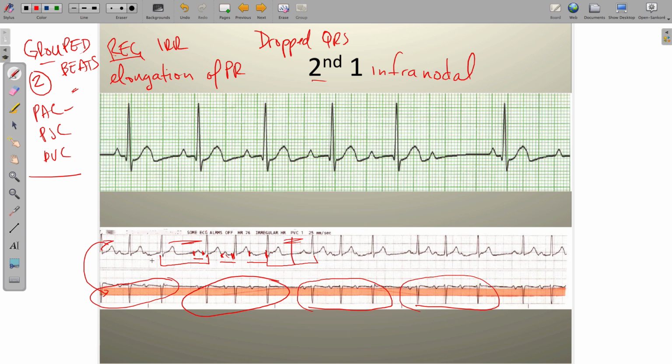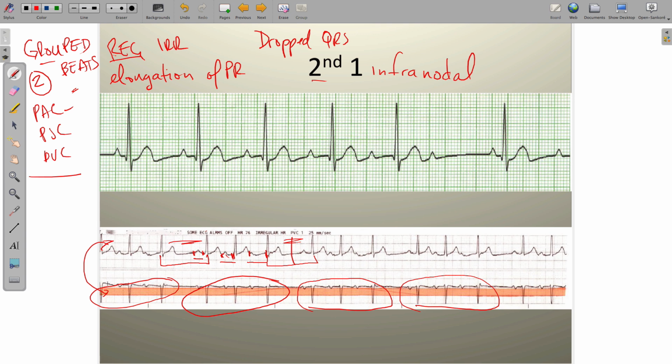So we have a regularly irregular rhythm such that we have grouped beats. We have elongating PR intervals. This one starts out small, gets longer, and then ultimately we drop a beat that's here altogether. And this is, in fact, characteristic of second degree type 1 heart block.